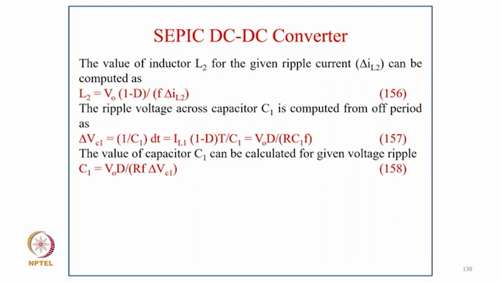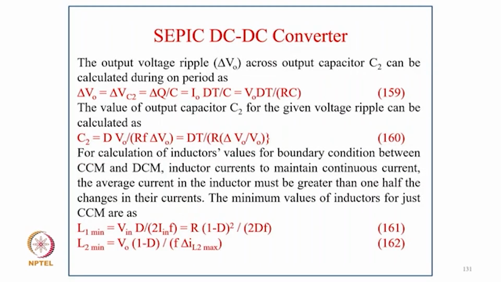The ripple voltage across capacitor C1 is computed from the period. So delta VC1 equals 1 upon C times the integral of I dt, that is IL1 (1 minus D) dt upon C1, or VO D upon R C1 F, and the value of capacitor C1 can be calculated for the ripple. So C1 equals VO D upon R F delta VC1.